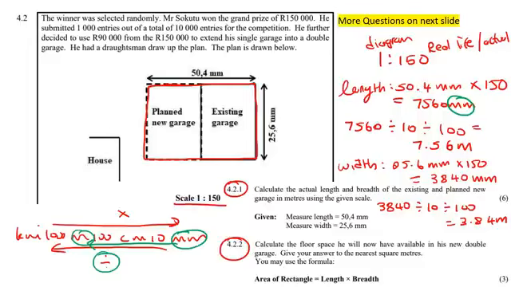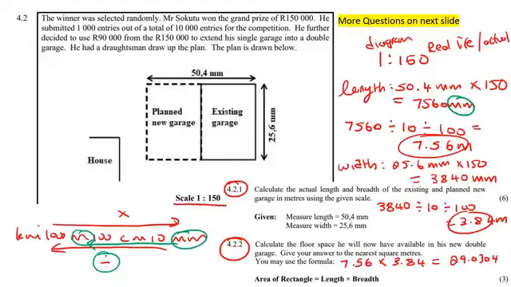Okay, this question says, calculate the floor space he will now have available in his new double garage. Give your answer to the nearest square meters. Okay, so they just want to know how much floor space does this dude have in real life. Okay, so that's going to be using these values. So we're going to say 7.56 multiplied by 3.84. And that'll be 29.0304 meters squared. But they said to the nearest square meter, so that would be 29, and so that's going to be 29 square meters.